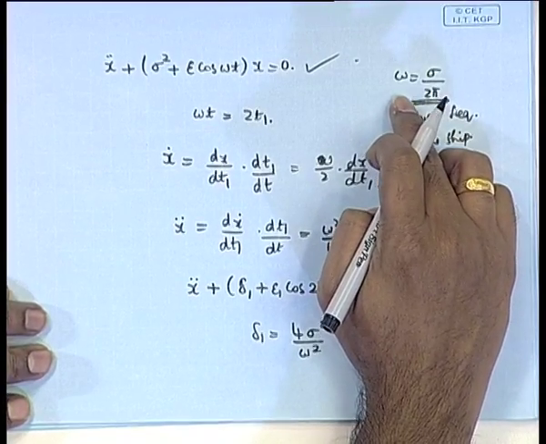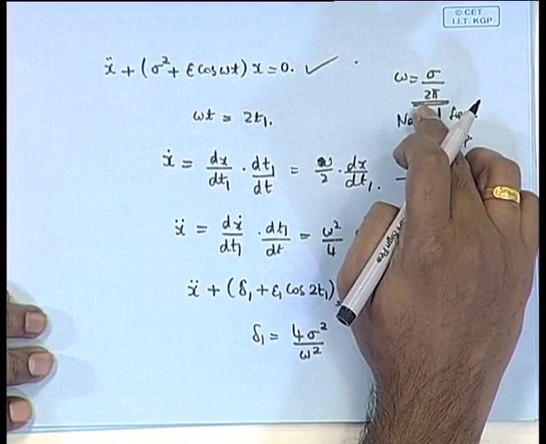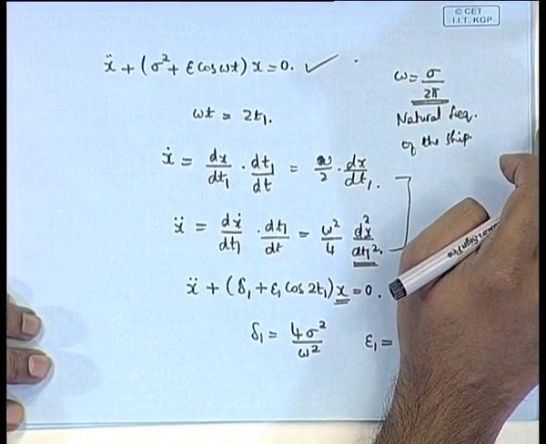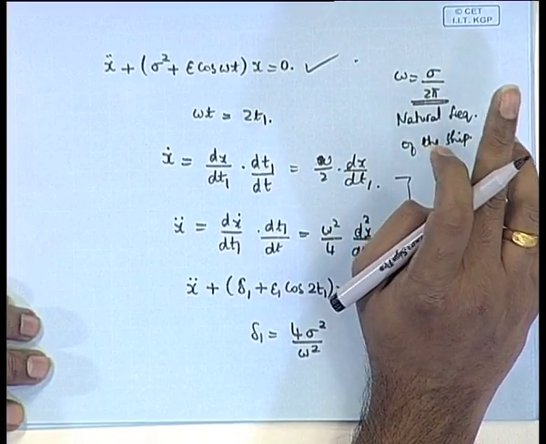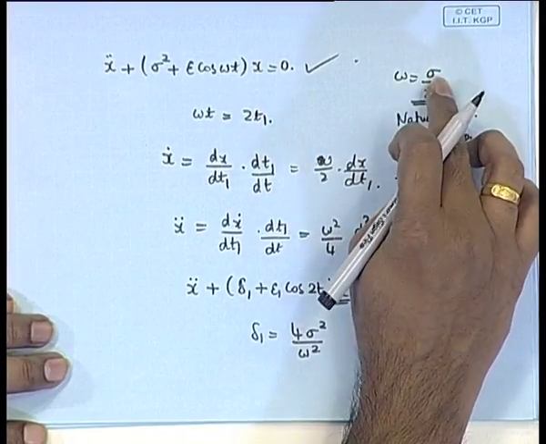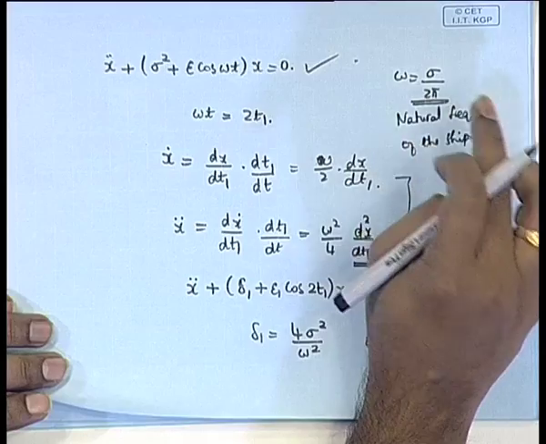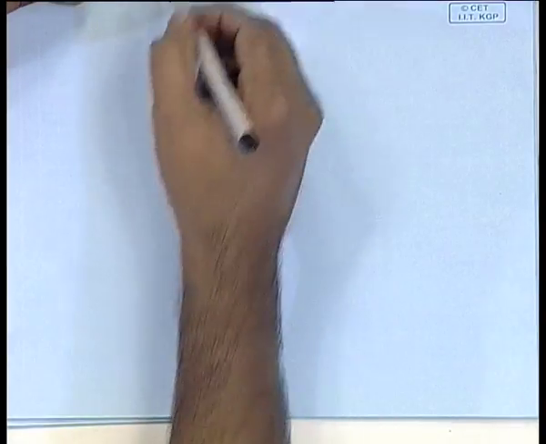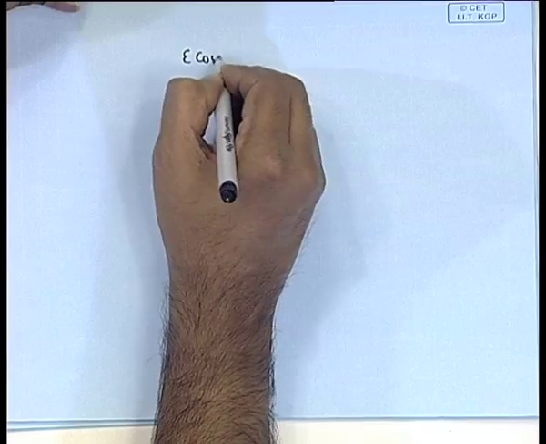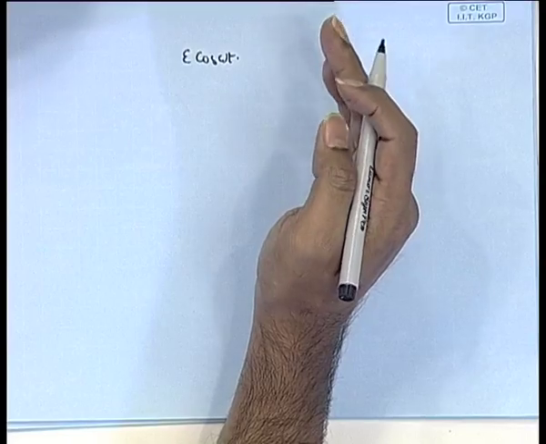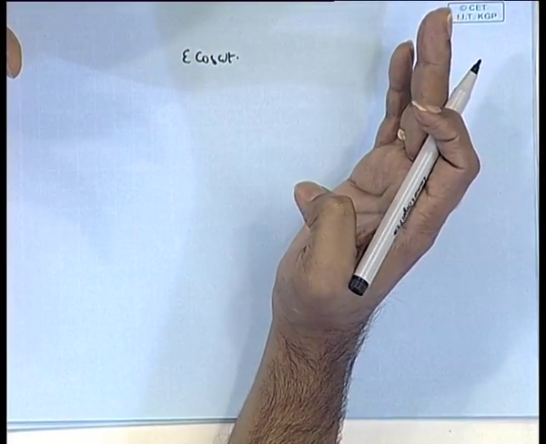So, this is actually sigma by 2 pi, where sigma in this case becomes gm by I square or something. If you just check back, you will see that. So, omega is equal to sigma by 2 pi. This is known as the natural frequency, and then there is a frequency of the perturbation itself. It is this. Now, we have this epsilon cos omega t. So, I just want you to know what are the two types of frequencies we talk about here.